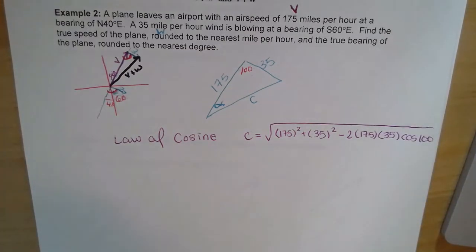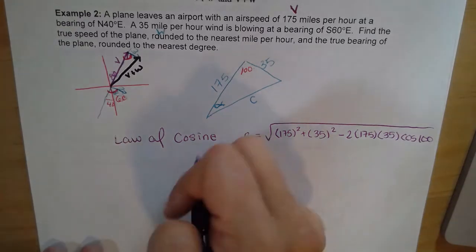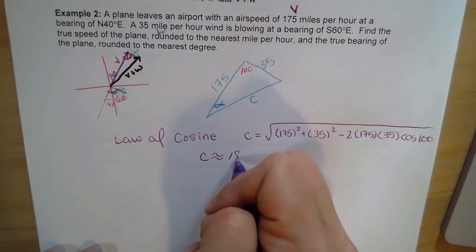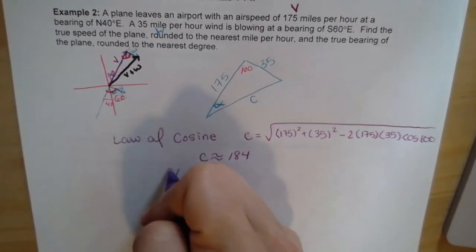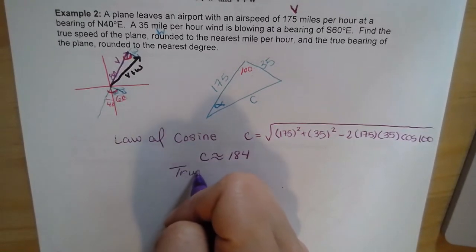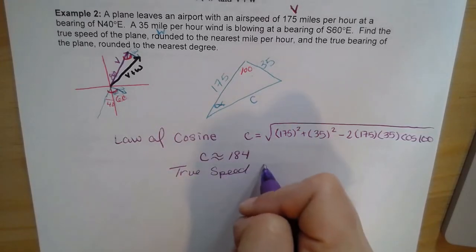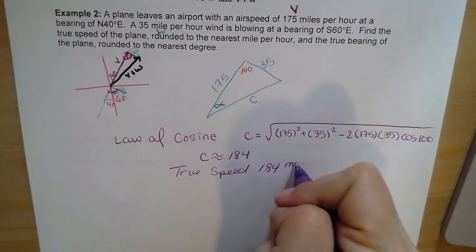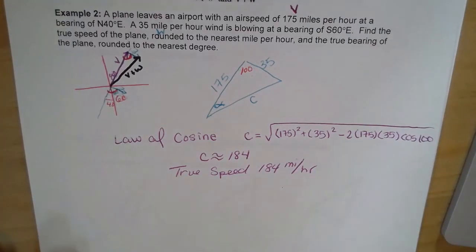Alright, awesome. And because the C is on the left side all by itself, we're able to put this straight into our calculator and not have to worry about it. So C is approximately 184. So I'm going to label that as the true speed is 184. And don't forget, we're in a situation so you want your units. So miles per hour. So that's great. We've got one of our questions done.